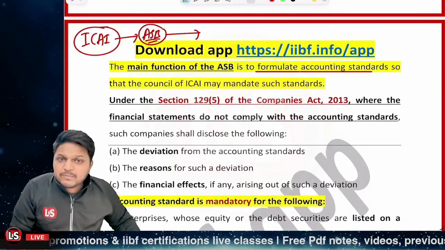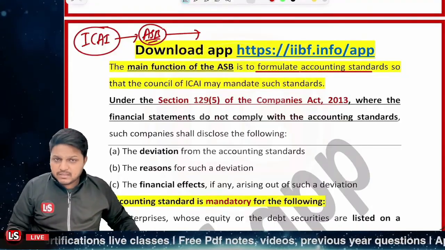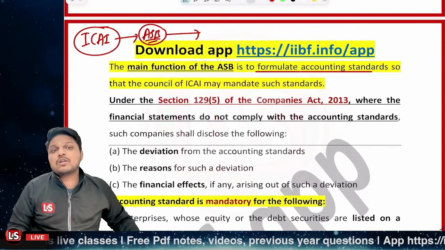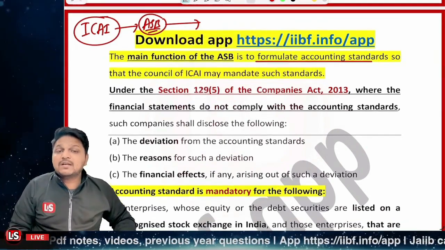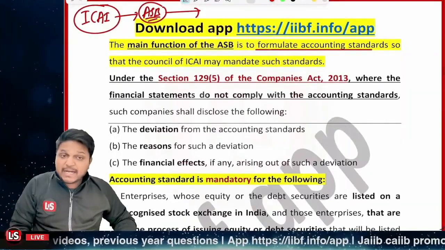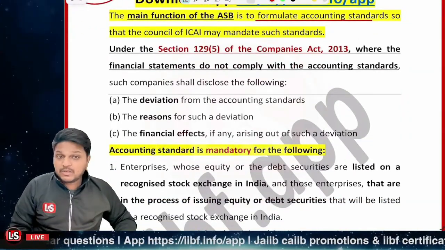That's the scenario, right? Under Section 129 Subsection 5 of the Companies Act, if the financial statements do not comply with the accounting standards, if there is any deviation, we need to write the reason why the deviation was there and what the financial effect of that particular deviation is. That is to be told, that is to be done.